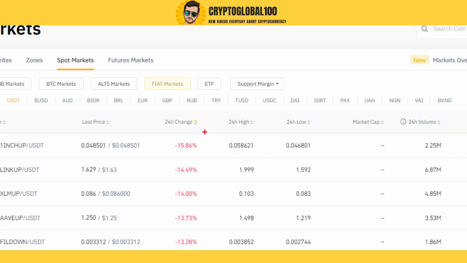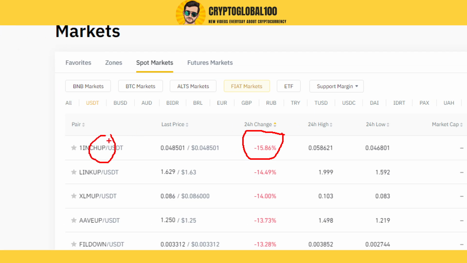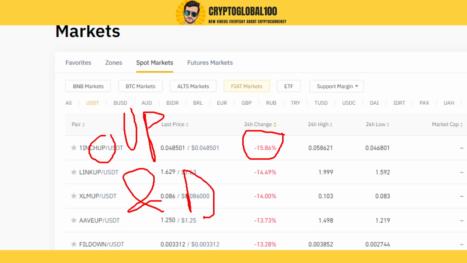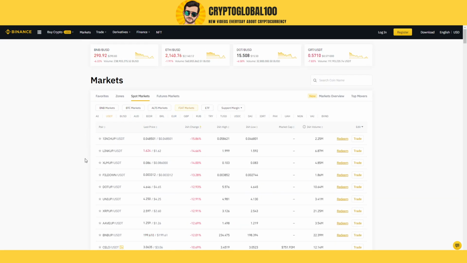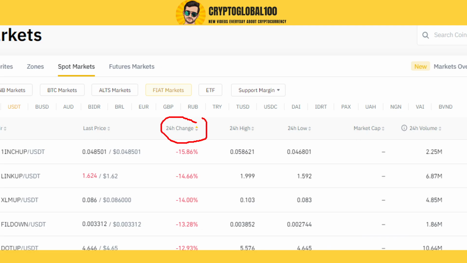You can see here it has come down 15%, but this is the up coin. Just ignore the up and the down coins. These are the ETF coins, the leveraged coins. Just stay away from those kinds. Now just sort by the 24-hour change.